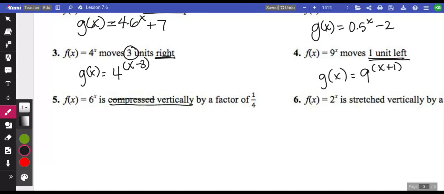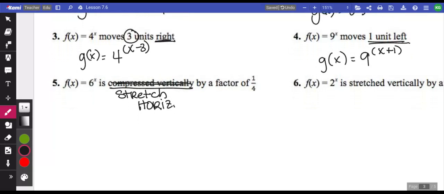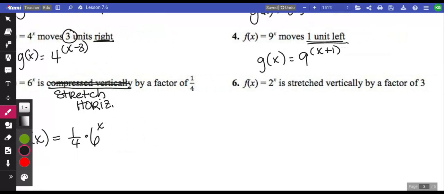Compressed vertically is the same thing as stretched horizontally, horizontal stretch. That's how we're doing it here with Mr. Reader and I. So I'm going to have g of x equals 1/4 out front times 6 to the x power. And the last one, if I want to stretch it vertically, I'm going to put the times 3 out front and then 2 to the x power.